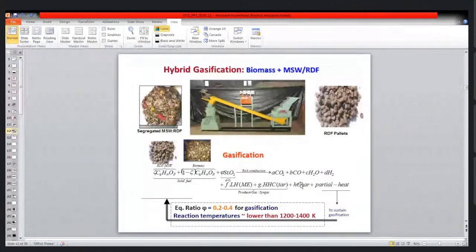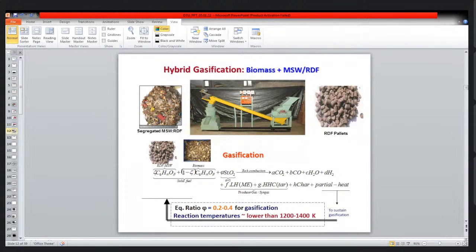Another option may be a hybrid gasification. Hybrid means the conventional biomass feedstock plus municipal solid waste or refuse derived fuel can be used. This municipal solid waste is segregated, separated, recycled. You can see in this photograph. It is crushed and converted into powder form, and this powder is poured here, and it is pressed, and briquettes or pellets are formed, and these pellets can be used along with biomass feedstock. So this is the biomass feedstock, and these are the RDF pellets.